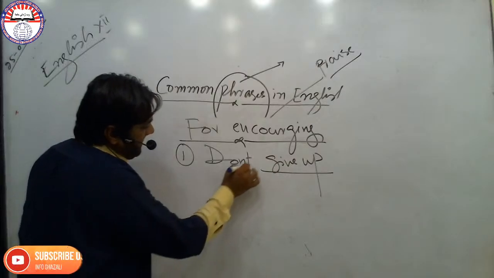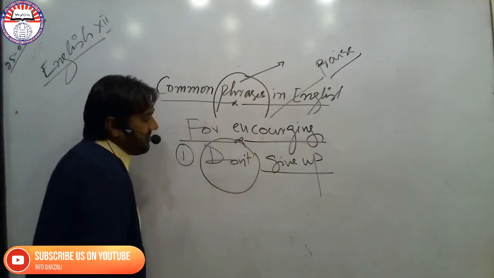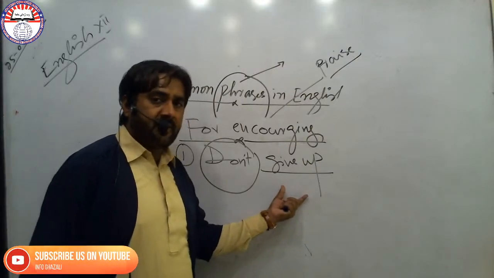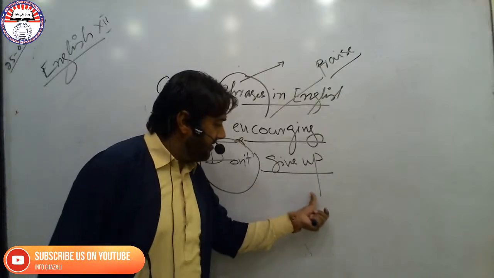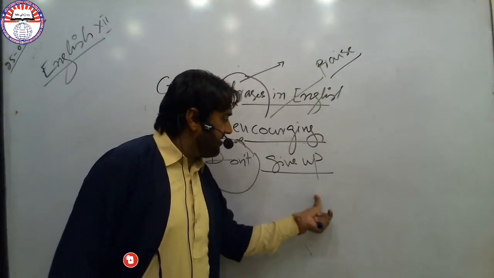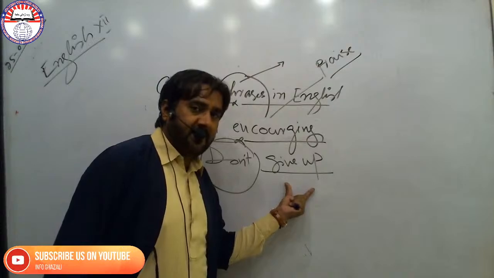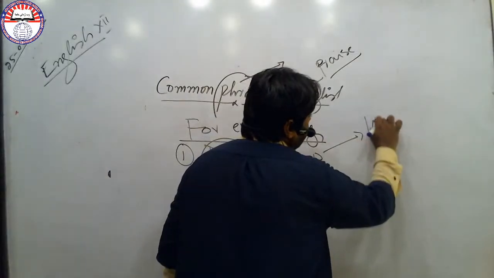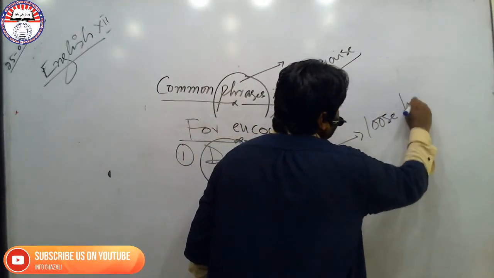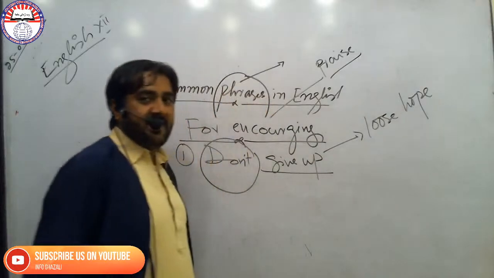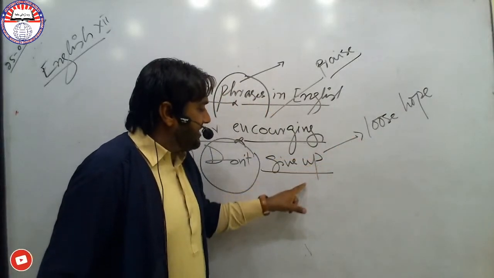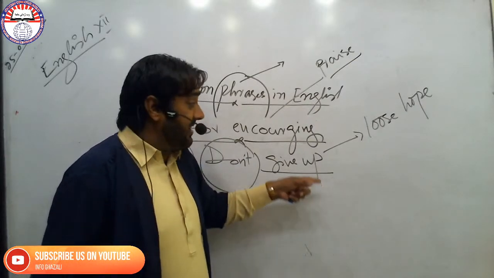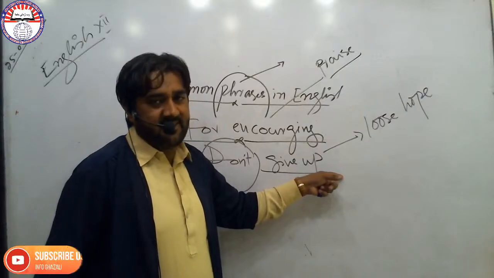If I simply remove this don't from this phrase, what are we left with? We are left with give up. And do you know the meaning of this phrasal verb? That is to lose hope. That is not a good thing, not a good sign. Lose hope. So rather than saying this one, you may give up, you may surrender. In other words, you may say surrender yourself.